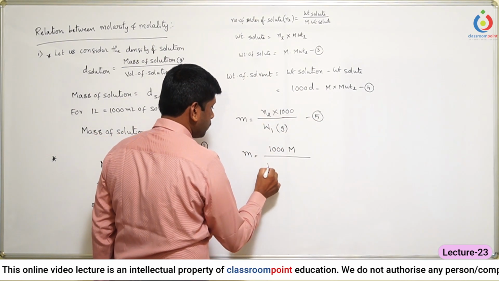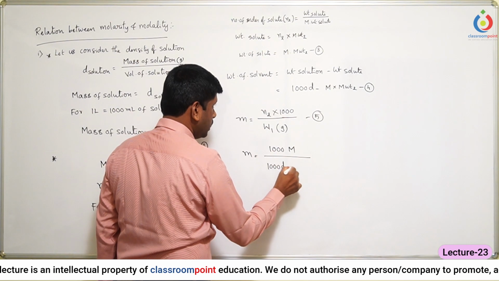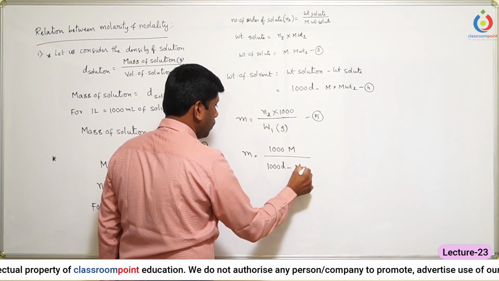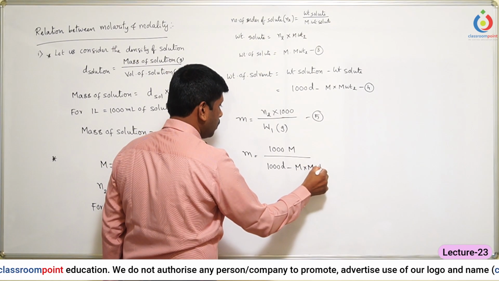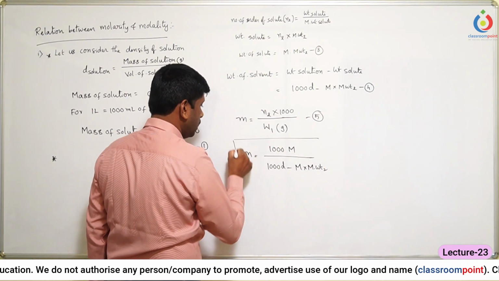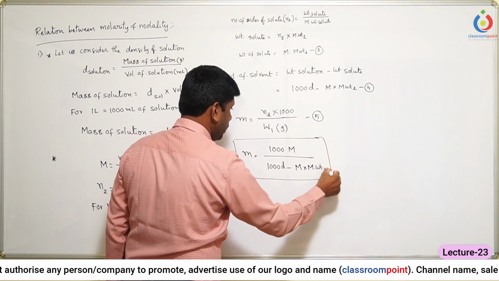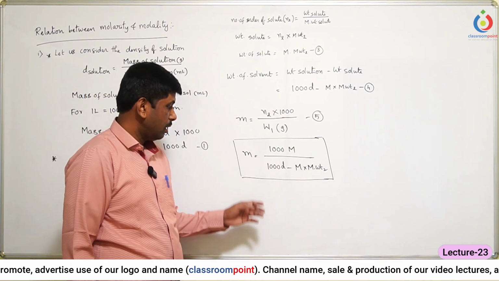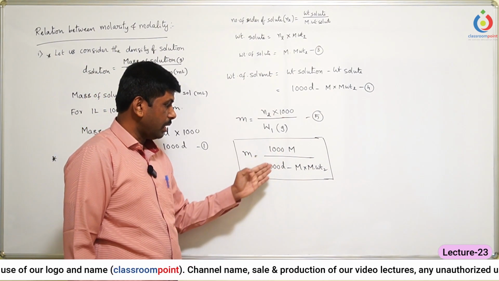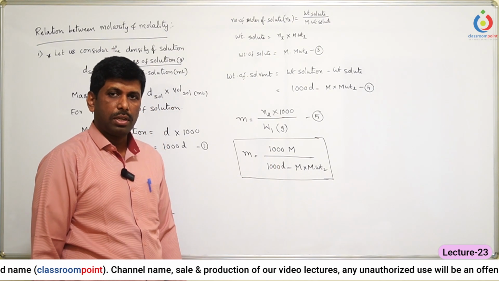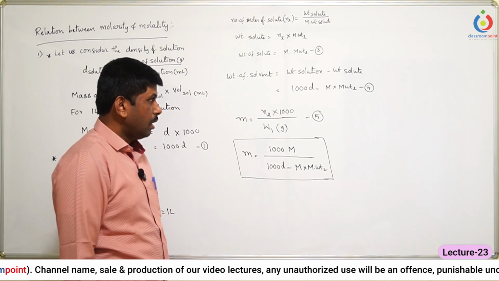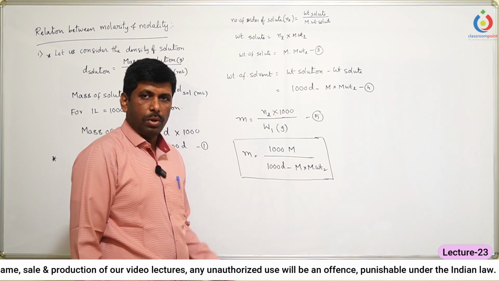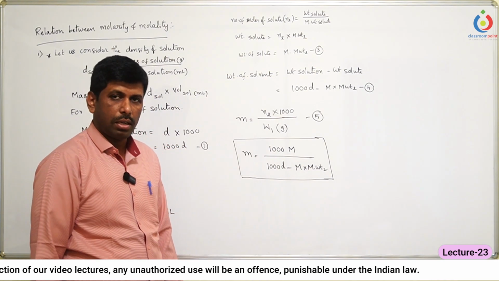This is the value 1000 d minus molarity into molecular weight of solute. So by using this formula we can relate the molarity and molality. So molality equals to 1000 m by 1000 d minus molarity into molecular weight of the solute. Let us see another relation, how the molarity and molality again are related.